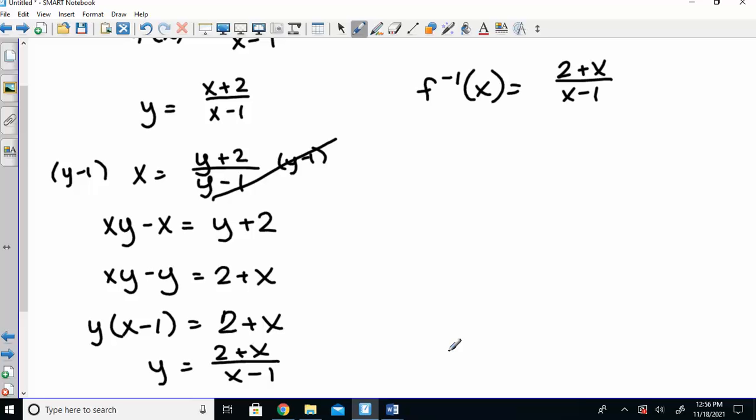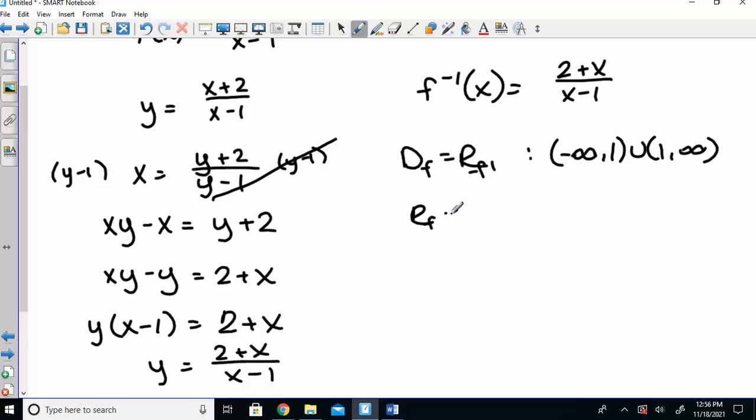So it just so happened that this function is equal to its own inverse. We know domain of the function is equal to the range of the inverse. So if I look at my original function, what can x not be? 1. So it's negative infinity to 1, union 1 to infinity. Range of the function equals the domain in the inverse. So again, the bottom can't be 1.